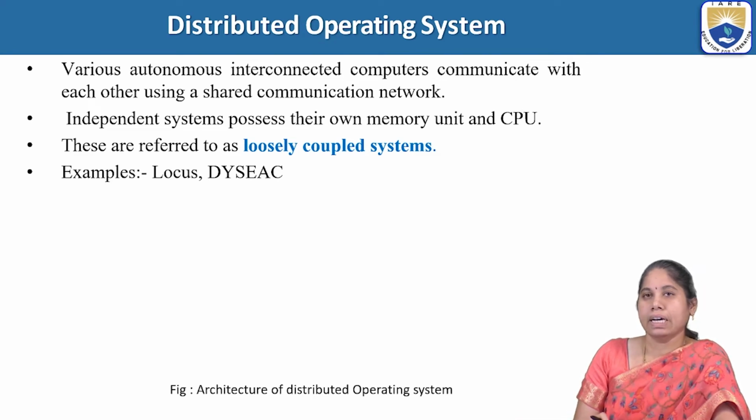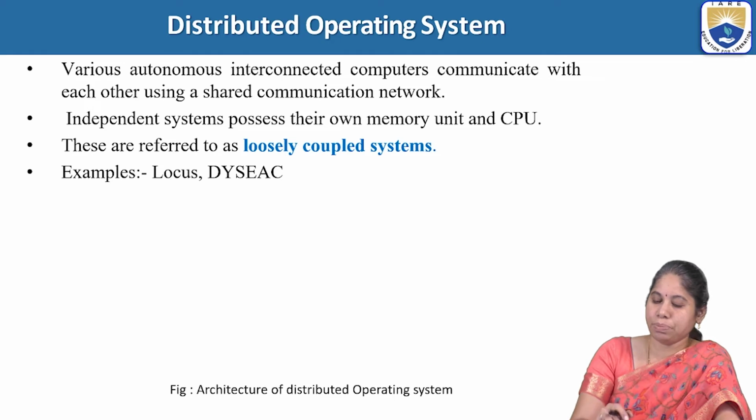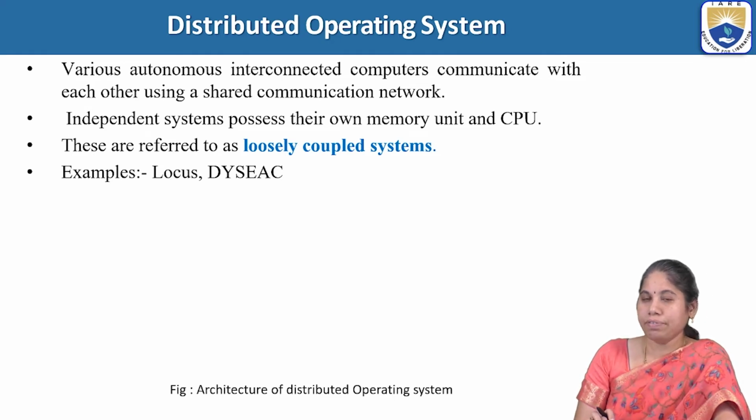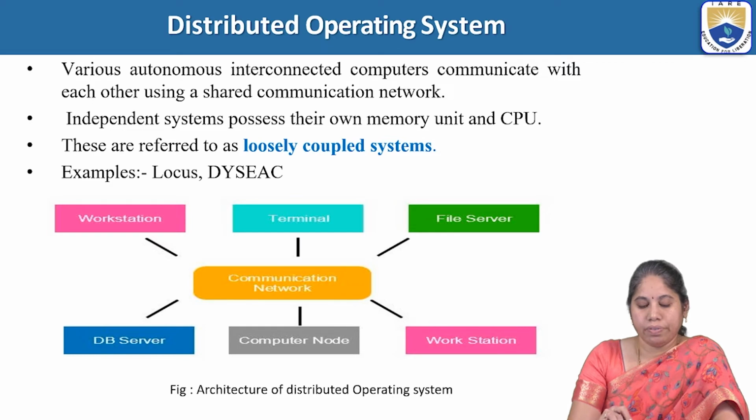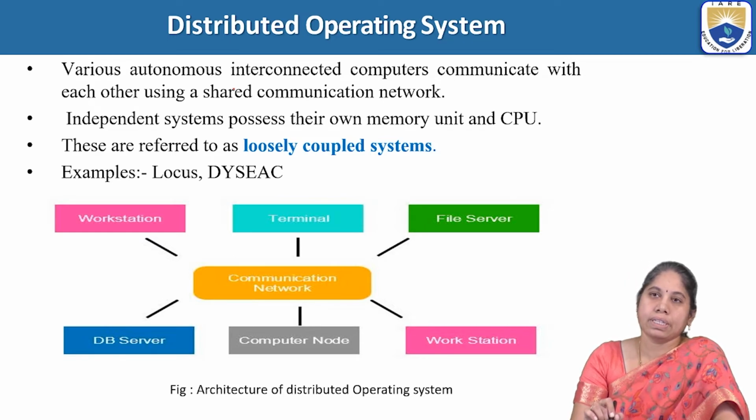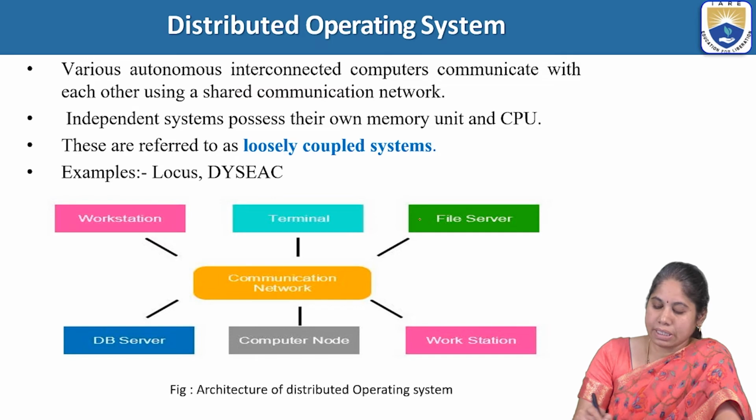Let me see another type of operating system, the distributed operating system. Here in this operating system, we are going to briefly discuss all the things. Various autonomous interconnected computers communicate with each other using a shared communication network. In a distributed operating system, different stations and different terminals communicate through a network.